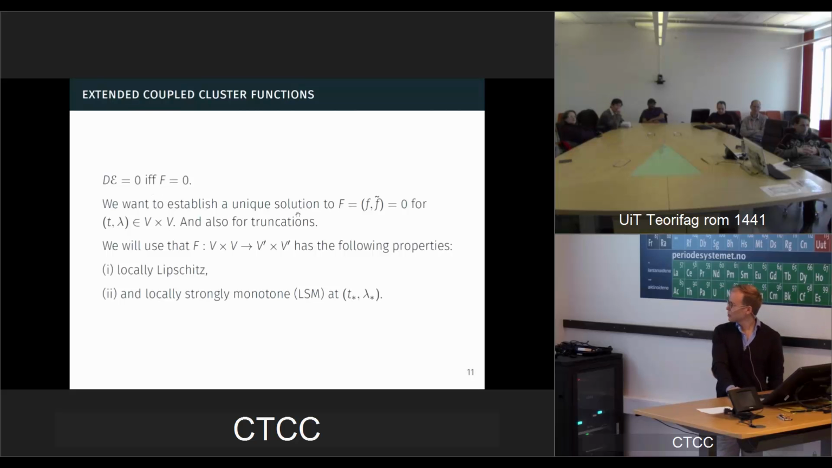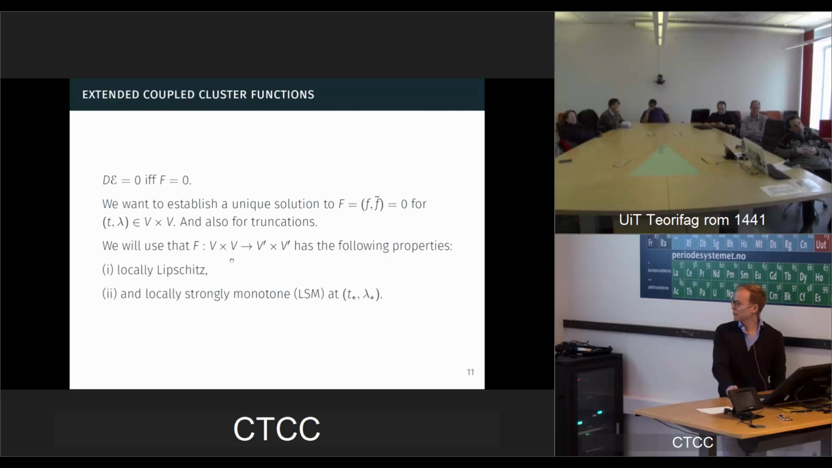Okay, so now we want to look at solutions to this capital F equal to 0 on this double space of cluster amplitudes. So it's very similar to the coupled cluster approach, but we just have a double set of cluster amplitudes and double the dimension, so to speak, for this extended coupled cluster function.